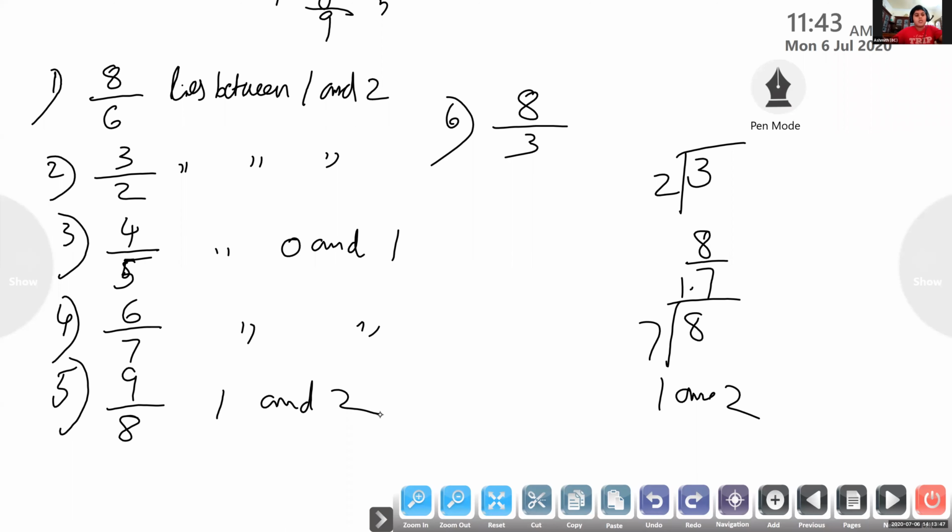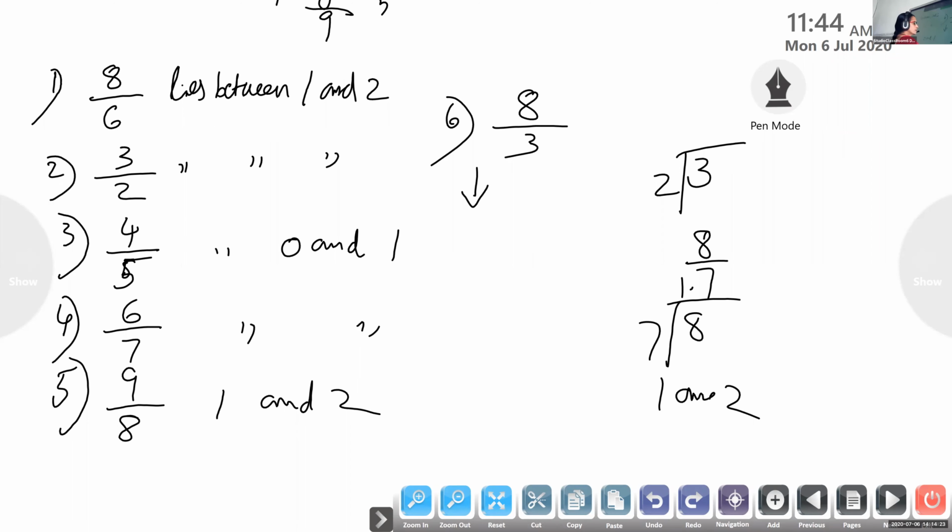Okay, Alina Varghese, sixth one. 8 by 3 lies between which numbers? Krishnaveni is not there. Okay, Alina Varghese. 1 and 2. Ma'am, 2 and 3. Wait.